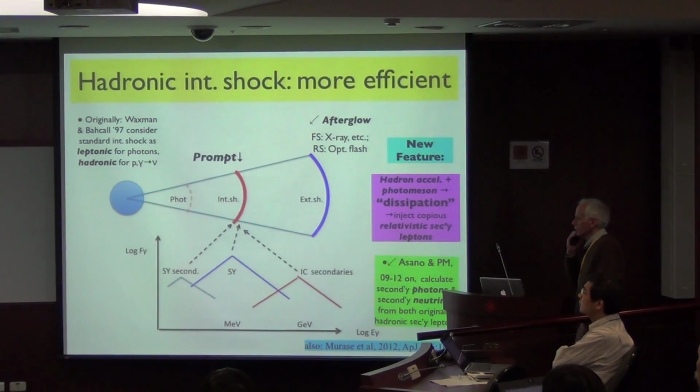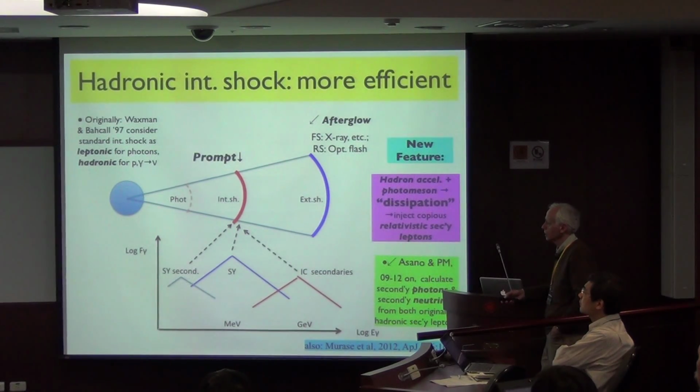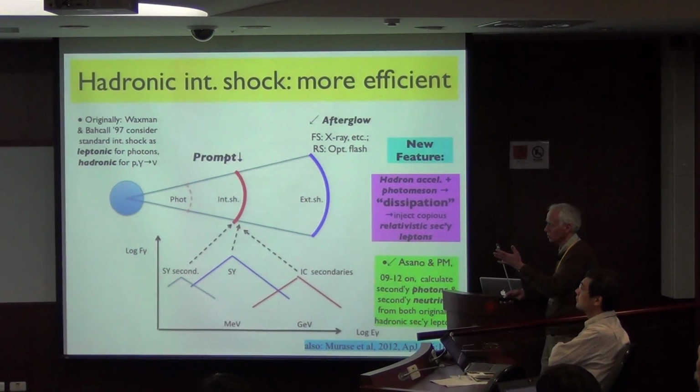Okay, let me get down to some more detail about the hadronic internal shocks. As I mentioned, they are more efficient, and so they would be occurring in the internal shock. In the initial version of hadronic models, one considered that the gamma rays are produced by some leptonic mechanism, electrons accelerated in the internal shock, and then the protons are accelerated, but it was only interesting for doing neutrinos.